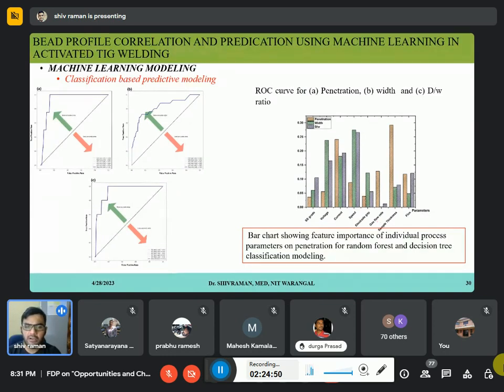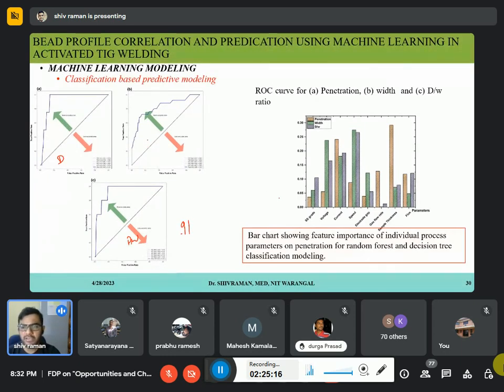This is the receiver operator curve, and the area under the curve indicates the accuracy of the model. Here you can see the area under the curve for depth of penetration and D by W ratio is significantly high, close to 0.91. So this model was significantly good for prediction of the bead profile, especially the classification based approach.